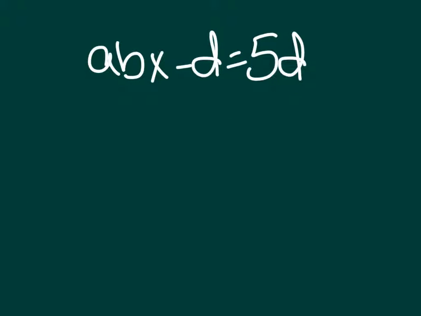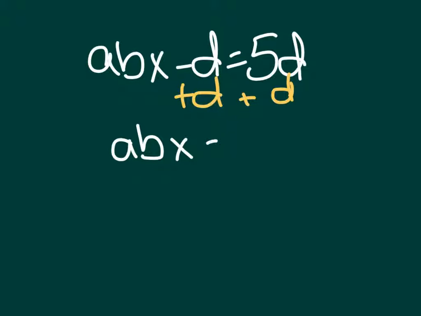abx minus d equals 5d. The first thing I see is that minus d, and I can get rid of that really easily. I can add it. I'm doing the opposite. It's a negative d, so I am doing positive d. And I'm adding it over here too, because whatever I do to one side, I have to do to the other. So I have abx left. And 5d plus one more d is 6d.